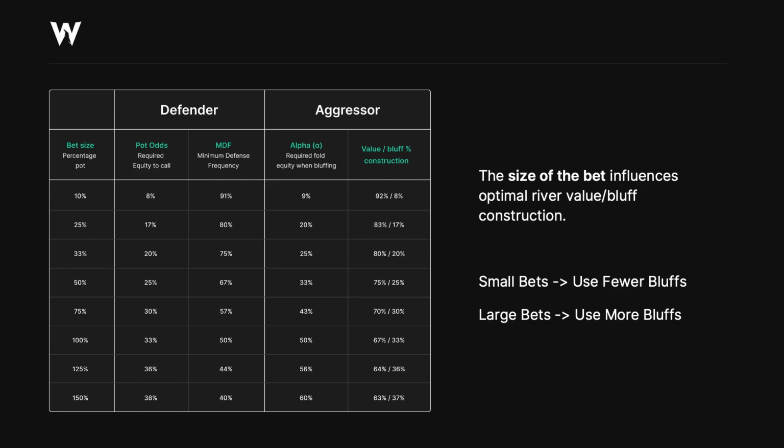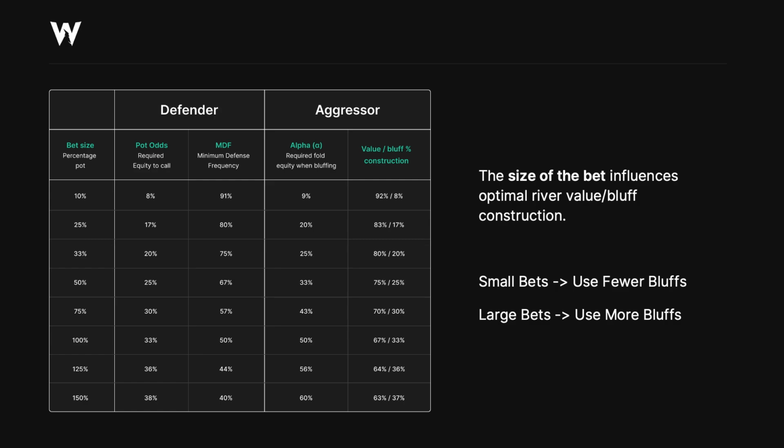What's the reason for this? Well, it's because when you bet larger, your opponent needs more equity to call. And if you're betting a nuts or bluff, a polarized range, you need to be bluffing at the same frequency as the pot odds you're laying. So, for example, for a pot-sized bet, your opponent needs 33% equity to call, and therefore, you should be bluffing overall a third of the time.